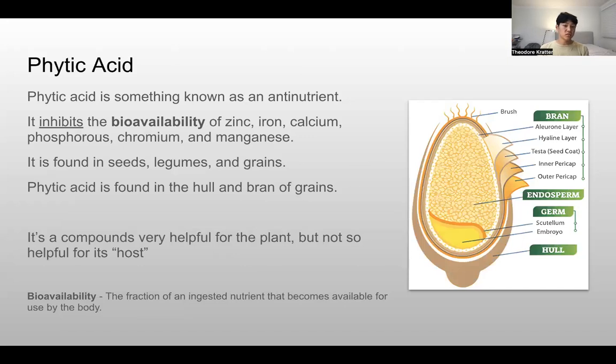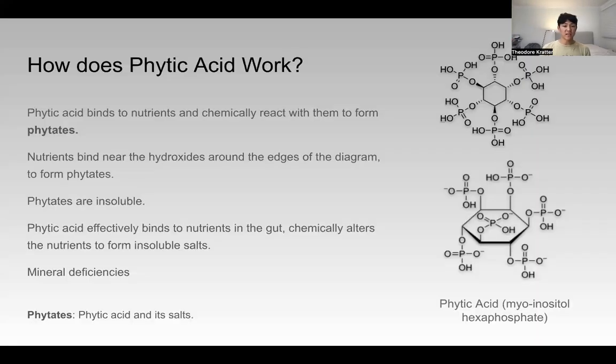So phytic acid is known as an anti-nutrient. It inhibits the bioavailability of zinc, iron, calcium, phosphorus, chromium, and manganese, and this really extends to many other metals as well. It's found in high amounts in many seeds, legumes, and grains, but it's found in the hull and bran of grains. So if we think back to our brown rice, white rice example, this is probably why ancient cultures have been removing the hull, because they've seen negative health effects associated with it. It's really helpful for the plant because it gets all of these extra minerals, but it's not really helpful for the host. So let's see how phytic acid works.